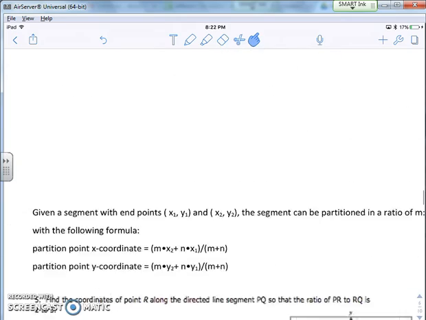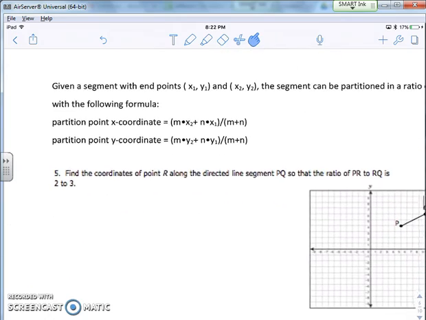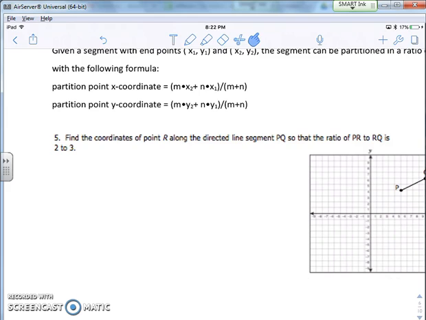If you don't like the formula, I can show you the logic way to do it. But the formula is relatively straightforward. So for the x-coordinate, if the ratio is m to n, again, I'm sorry if I'm going too fast. You can always pause and get caught up. Sorry, my handwriting is terrible.